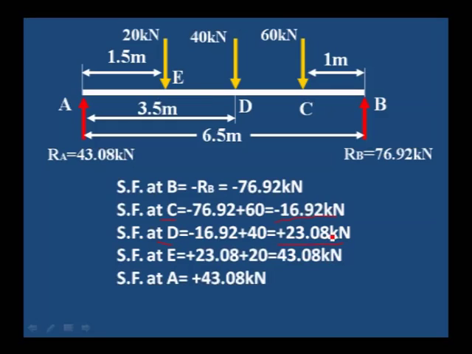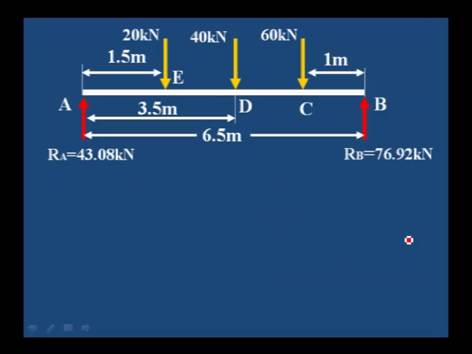From C to D there is a change of shear force, minus to plus. When we are drawing the shear force diagram, we will discuss this. Next is to calculate the bending moment values. Bending moment at B is 0 for a simply supported beam. Bending moment at the support is 0.